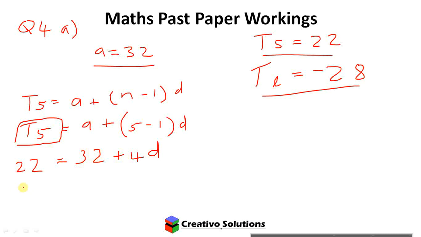Let's take this to that side, so it'll be 22 minus 32. 22 minus 32 is minus 10. Yes, just double check it. Can you just check it on the calculator? 22 minus 32. Okay, that's fine. Equals 4d, so d equals minus 10 over 4. Minus 10 over 4 can be written as minus 5 over 2. Okay, let me just write that quickly.